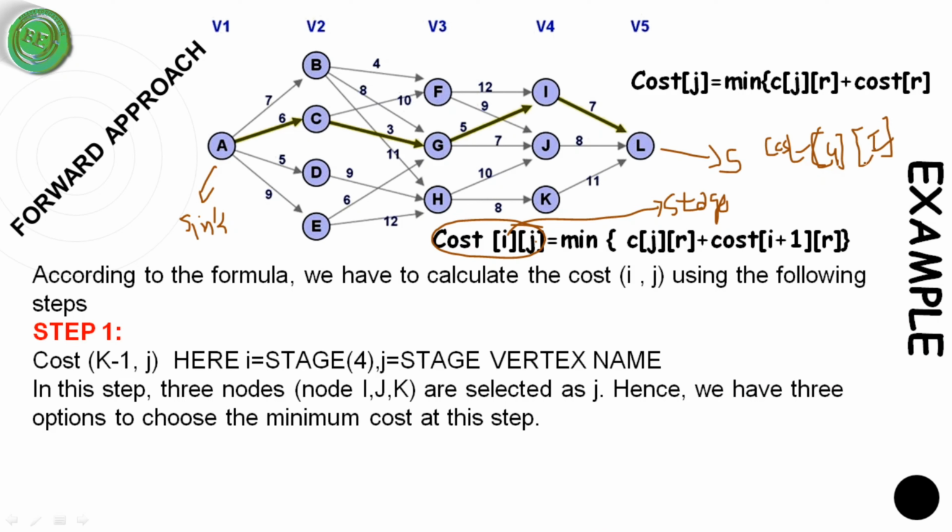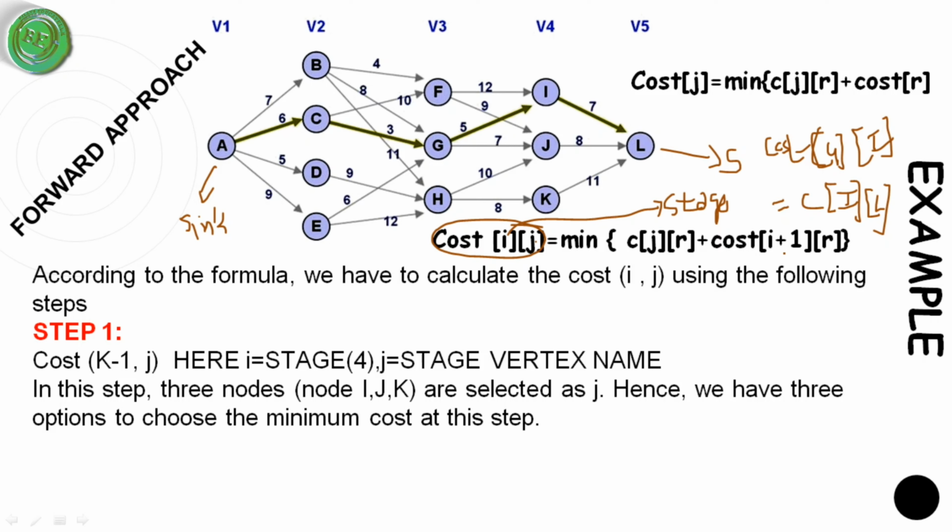So we are going to find the cost of fourth stage I vertex. And what is r? So r is nothing but the destination. So from I to L, from j to L and k to L. So r represents the destination, that equals to C of what is j? That means I. Cost of I to L. So cost of I to L means the edge between I and L. What is its cost? Its cost is 7.